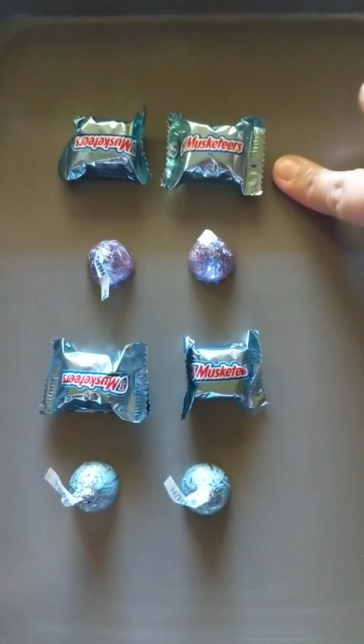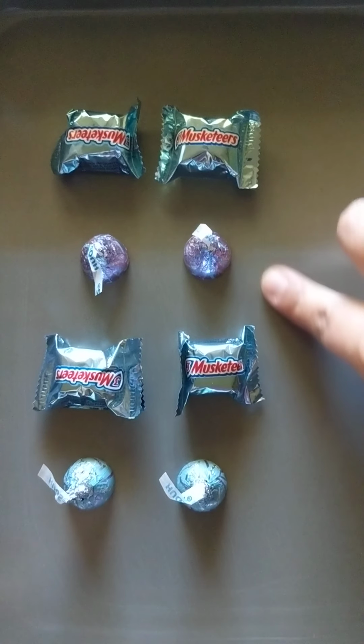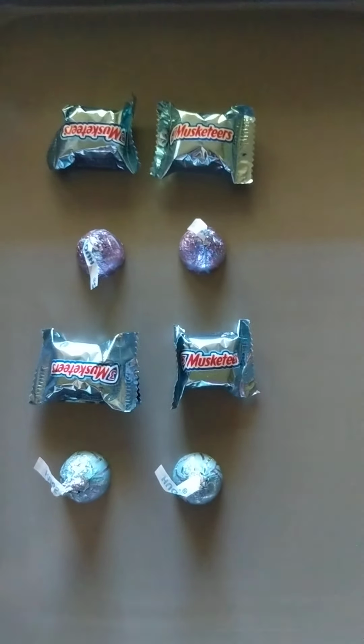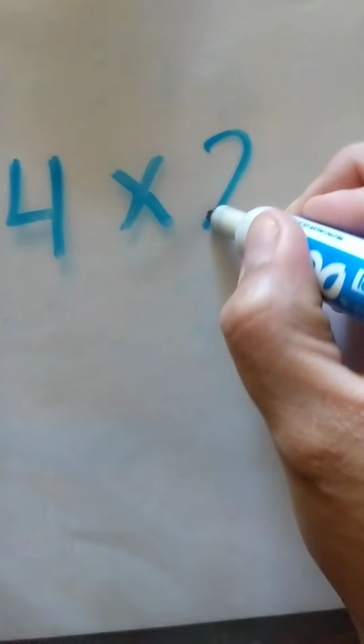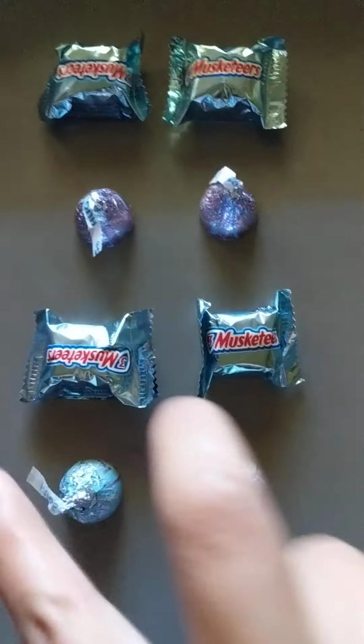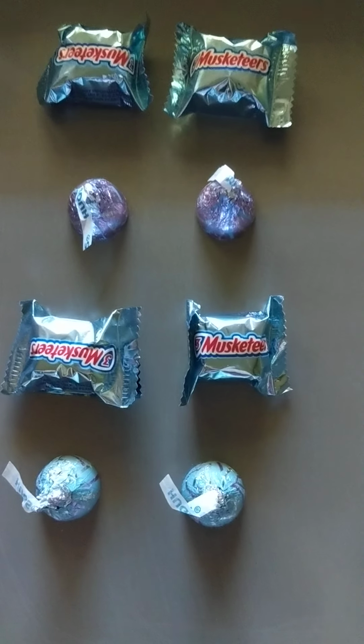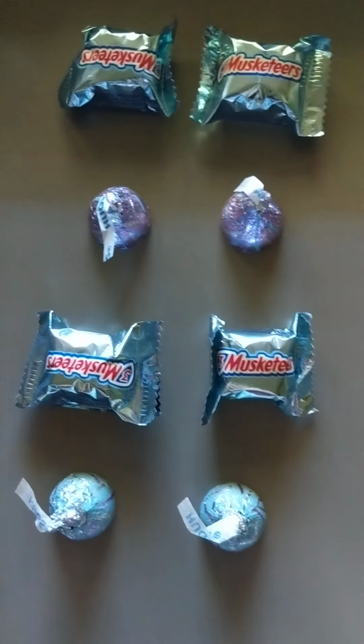I'm going to start by counting my rows. 1, 2, 3, 4. So I have 4 rows, and I'm going to come over to my whiteboard and write 4. Now I need to say how many are in each row. Well, I know there's 2, 2, 2, and 2. So I'm going to write times 2. And what is 4 times 2? 8. So is there a total of 8 candies in my array? 2, 4, 6, 8. Yep, it's 8. So that was this array. Let's try a different one.